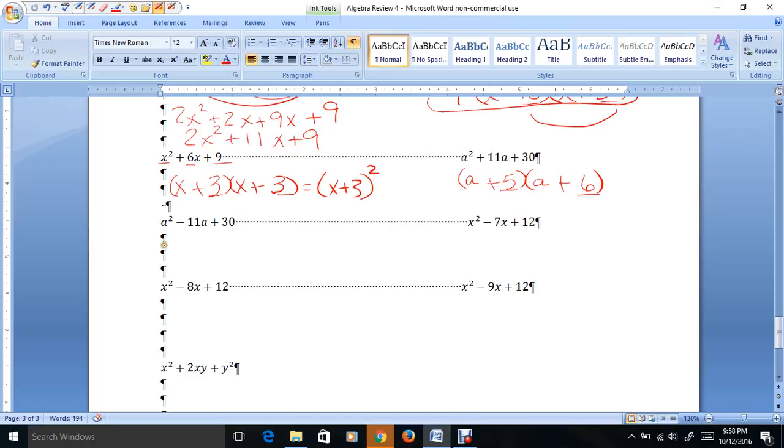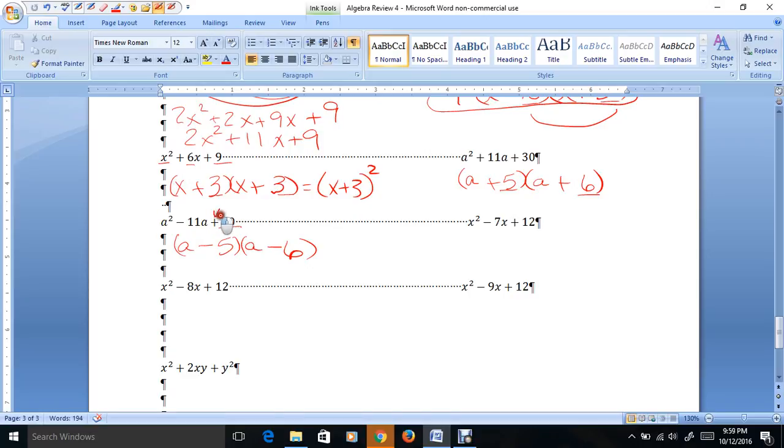Here we've got a squared minus 11a plus 30. So this is a little bit different. It's got a minus sign right here. So when we do this, we still start with a and a. But now our two numbers have to multiply together to give us 30, and they have to add up to negative 11. And 5 and 6 are not going to do that. But if we make them both negative, will that work? Yes, it will, because negative 5 times negative 6 is positive 30. So that works. And then we have minus 5a and minus 6a to get our negative 11. So in this case, we had to make them both negative.